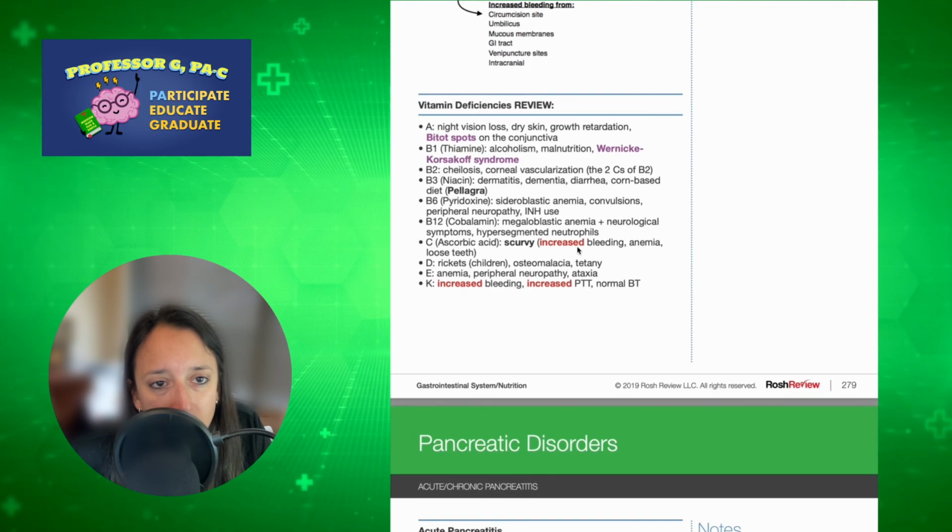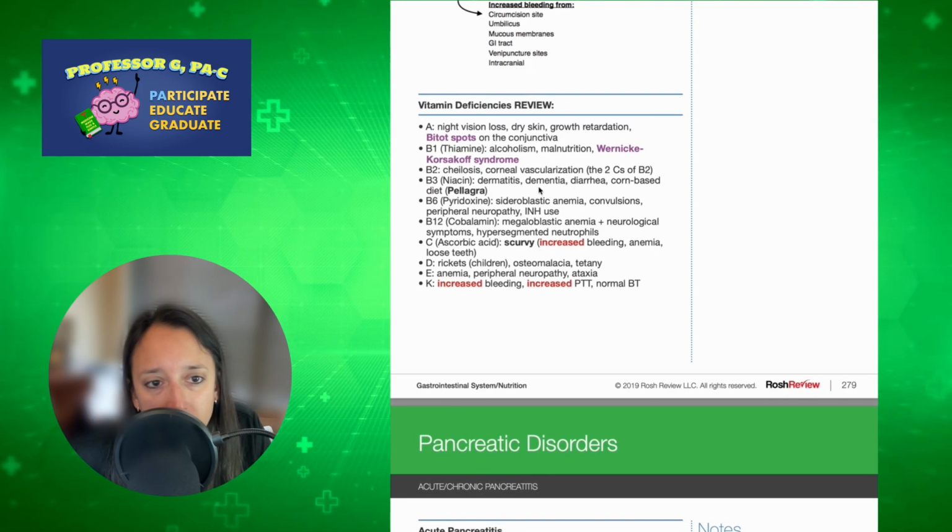Okay, just take a look at this. These are some of the common kind of buzzwordy things that we see with the different vitamin deficiencies.